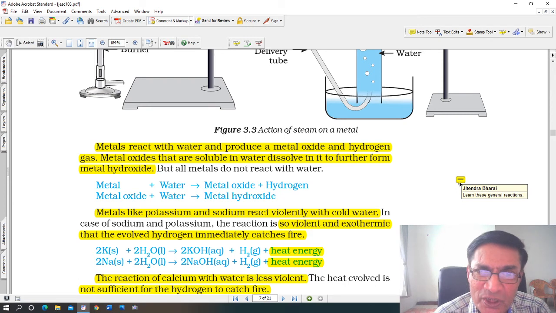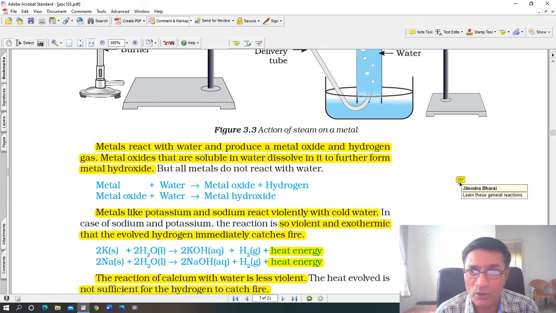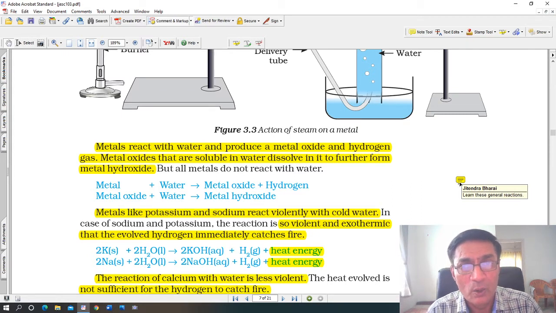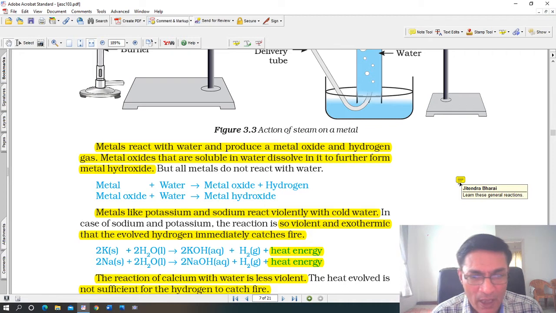Metals like potassium and sodium are highly reactive with water. They will react with cold water also very vigorously, and in fact you have to be very careful because they will produce hydrogen gas and that hydrogen can catch fire because the reaction is highly exothermic. उसमें गर्मी बहुत पैदा होती है। Metals like sodium and potassium react violently with cold water. In case of sodium and potassium, the reaction is so violent and exothermic that the evolved hydrogen immediately catches fire.